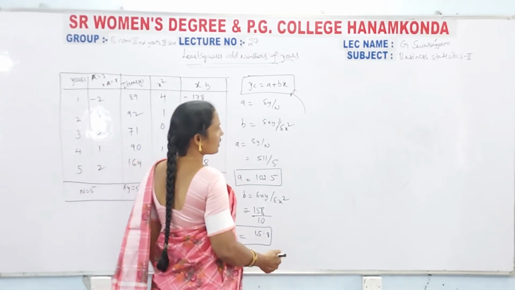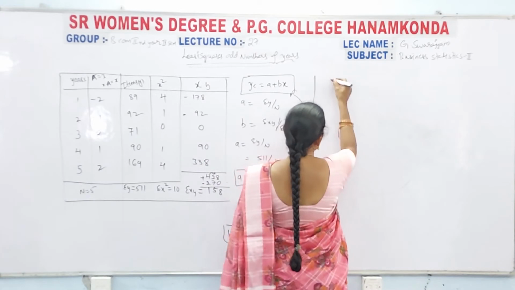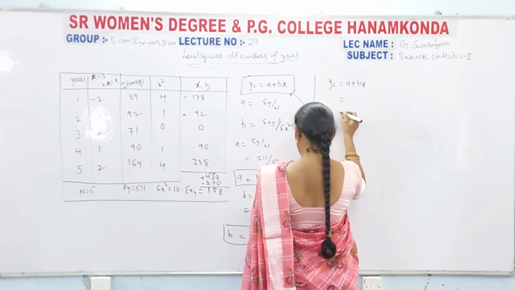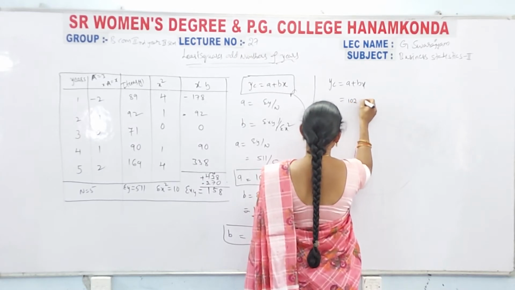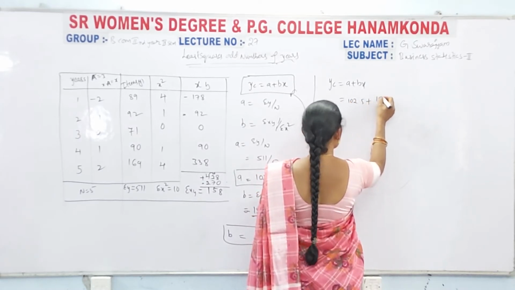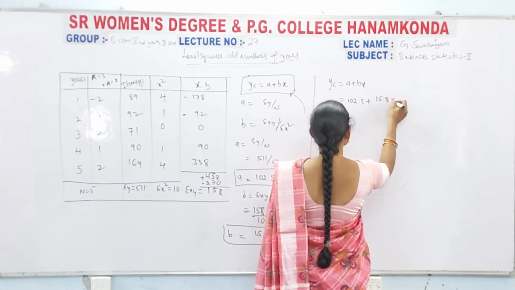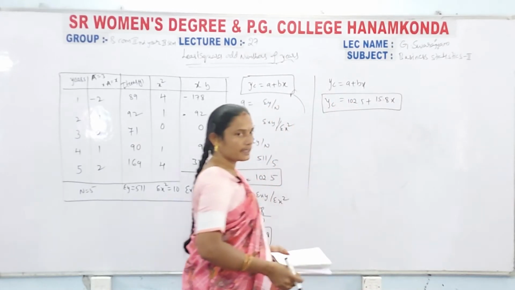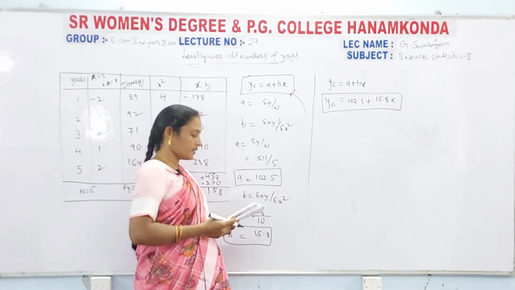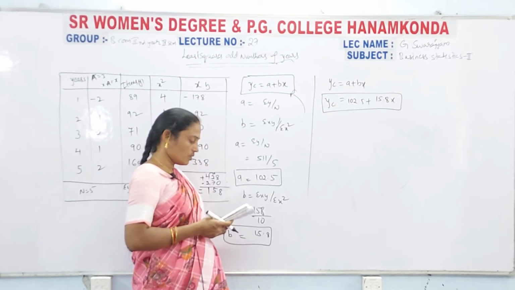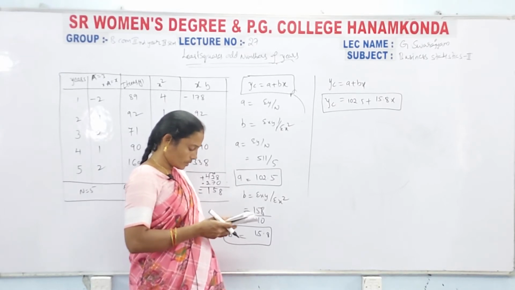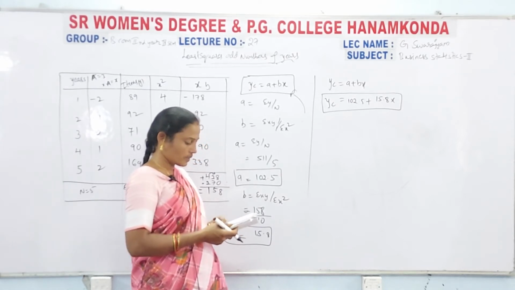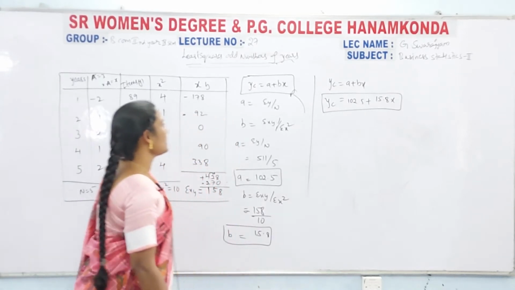Then both items are implemented in this yc is equal to a plus bx. So here A value 102.2 plus B value 15.8x. This is the yc is equal to a plus bx calculation. Okay. This is the yc is equal to a plus bx formula. The answer is correct. Okay. So this is the calculation.